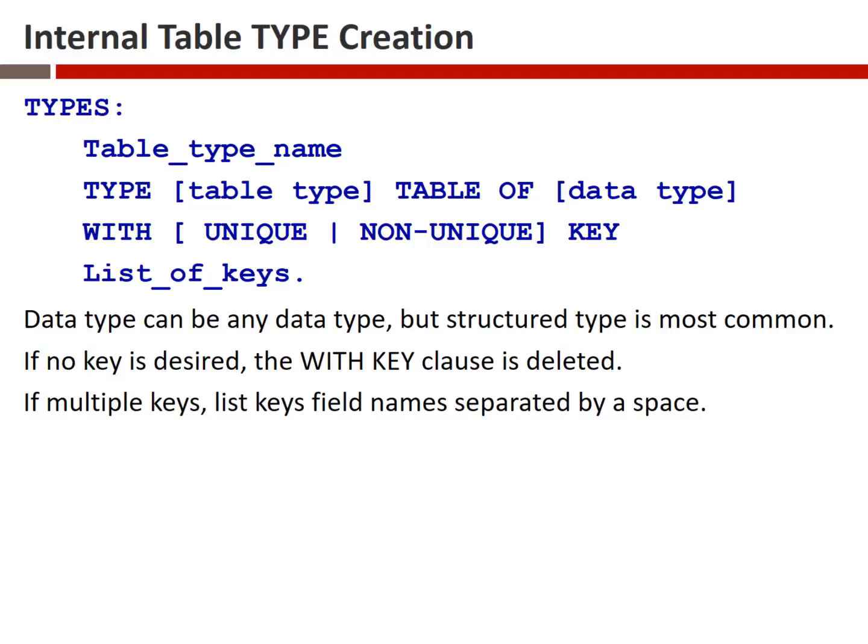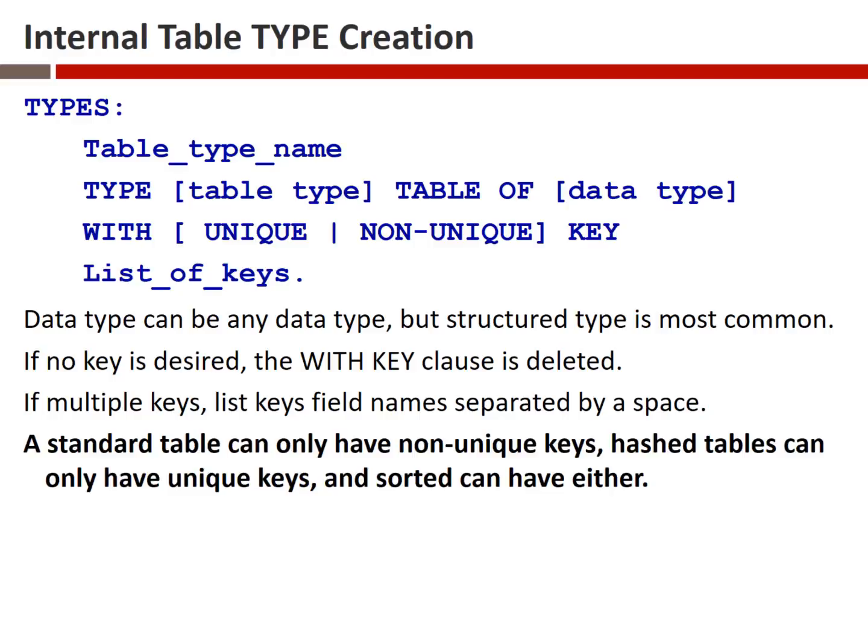If I have multiple keys, so for example, if we wanted to use the data structure that's on your handout, and I wanted it to be, let's say, a sorted table, and I wanted it to be sorted by last name, then by first name, I would put last name space first name in the key portion of the clause. The key element there is there's no comma. It's just a space that separates the field names. A standard table can have only non-unique keys.